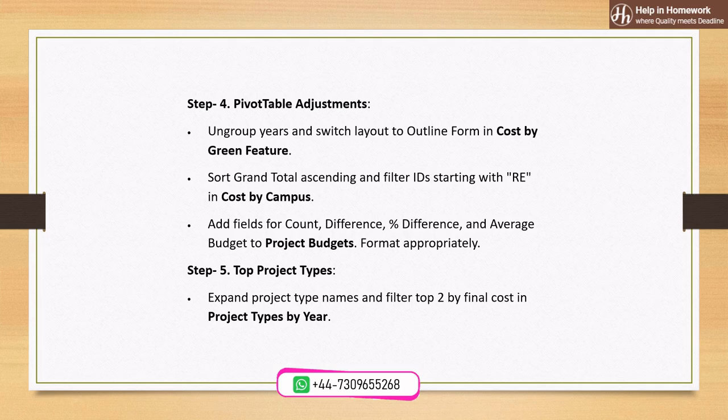Add fields for count, difference, percent difference, and average budget to Project Budgets. Format appropriately. Step 5. Top project types. Expand project type names and filter the top 2 by final cost in Project Types by Year.